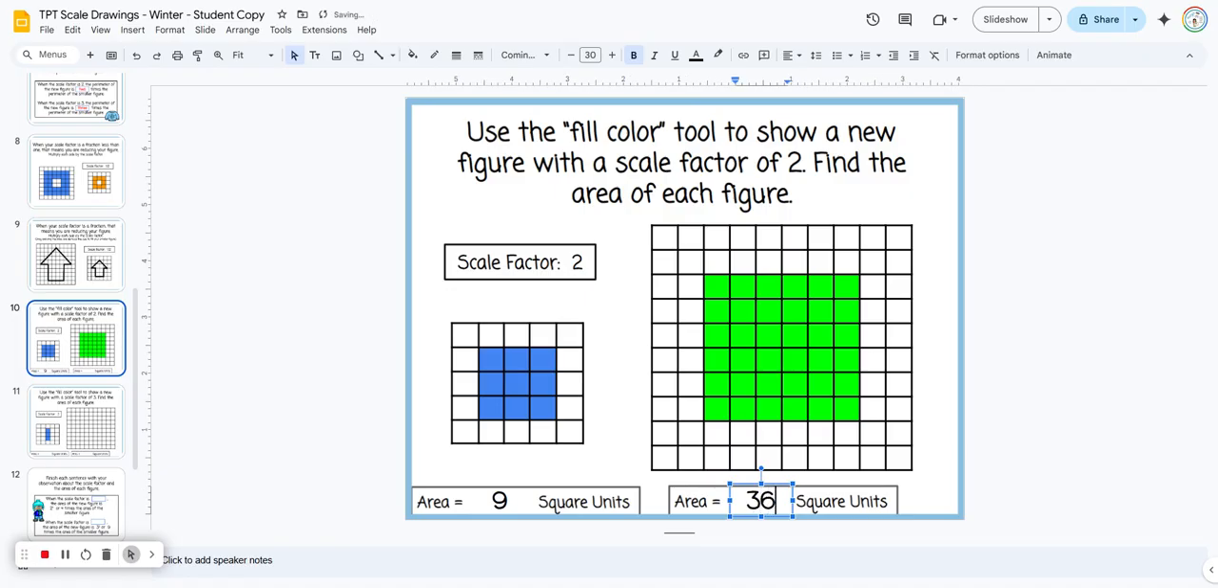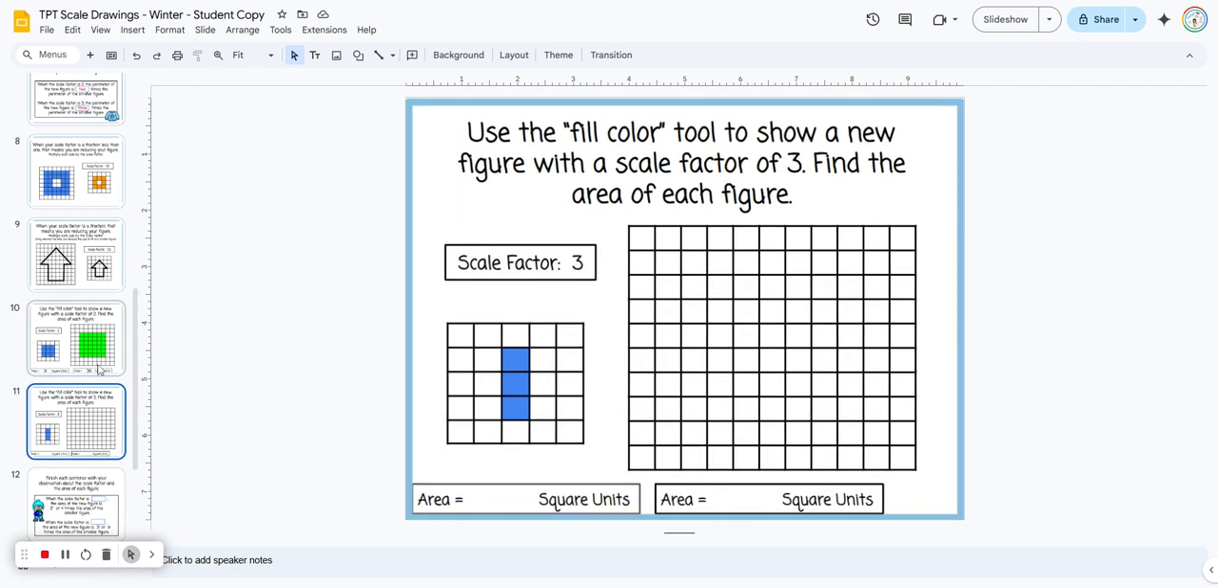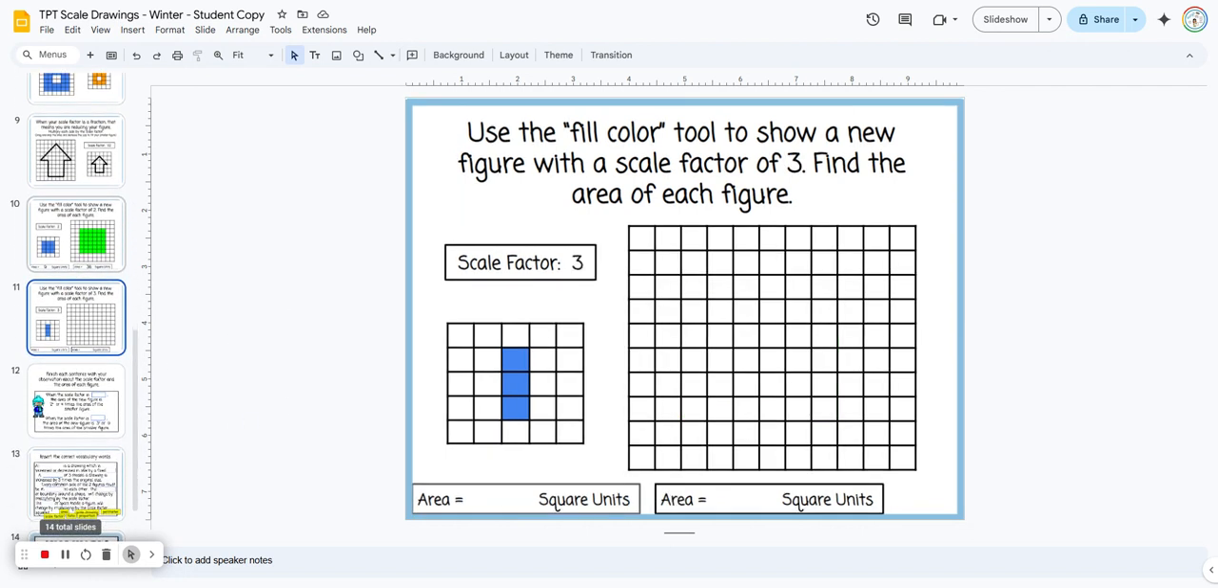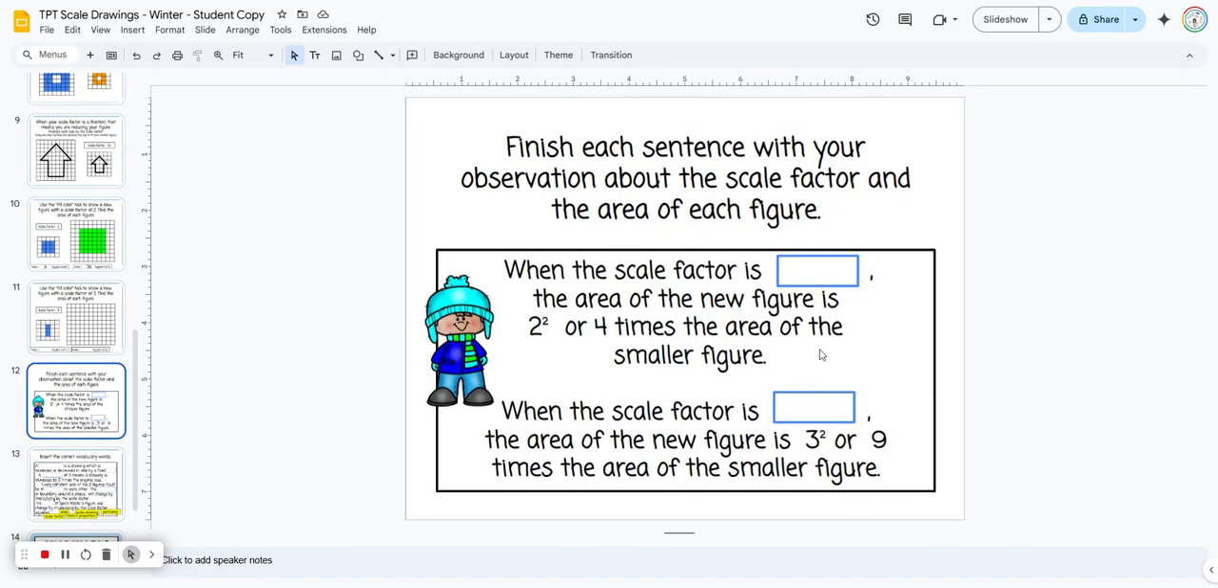And you want to point out to the students that what happens to the area is we're going to multiply by the scale factor squared. 2 squared would be 4, so if we multiply 9 times 4, we get 36. And they're going to do the same thing on another shape on the next slide. And then a little recap again.